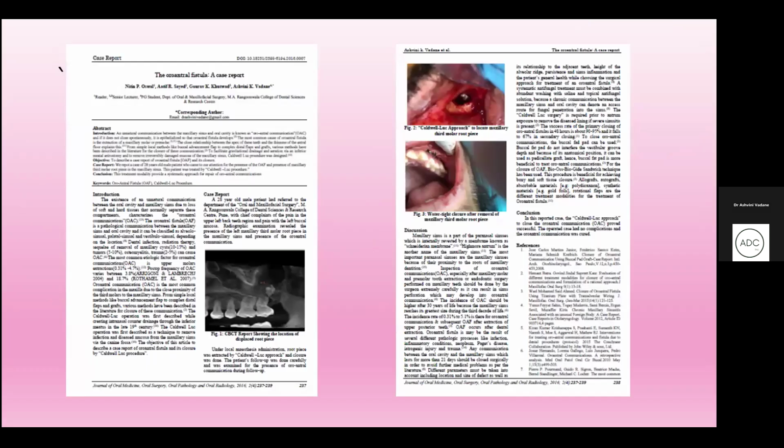So these are some cases which were published in some journals, some in national journals, some in international journals. I will share them in the group. This is the case in which we managed the oroantral fistula by the Caldwell-Luc approach. It was a very simple upper third molar case, but unfortunately the third molar roots were displaced into the maxillary sinus, and we retrieved them with the Caldwell-Luc approach. I will share all these articles in the group so that you can go through them.